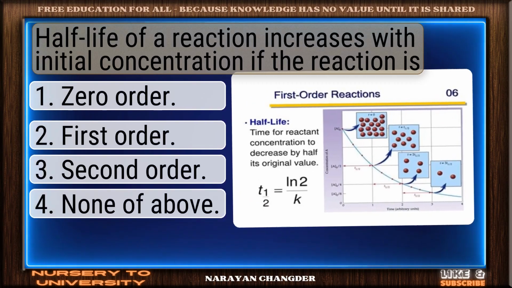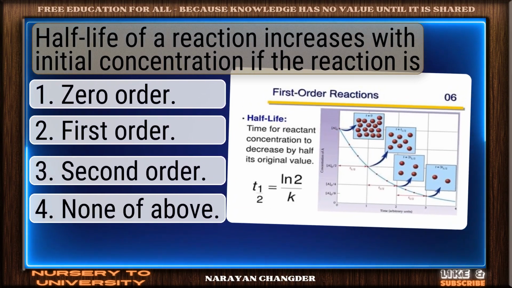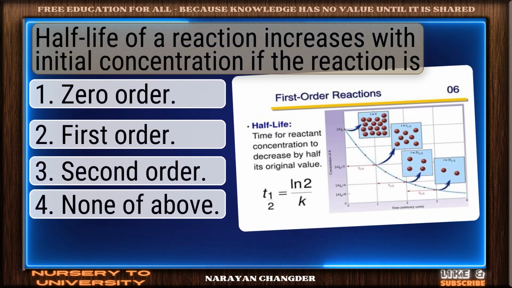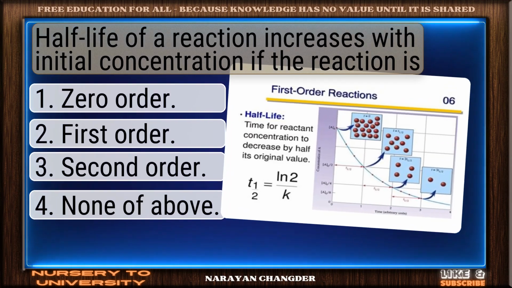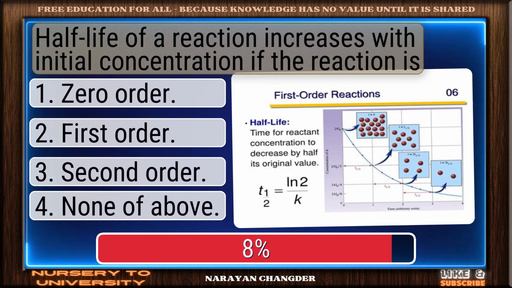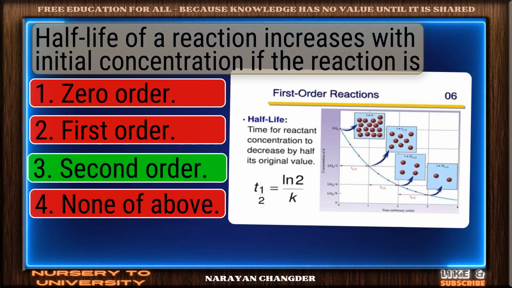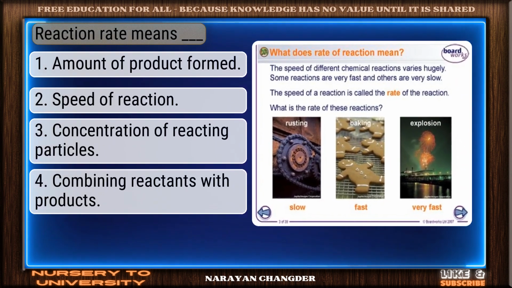Half-life of a reaction increases with initial concentration if the reaction is Option 1, zero order. Option 2, first order. Option 3, second order. Option 4, none of above. Second order is correct.